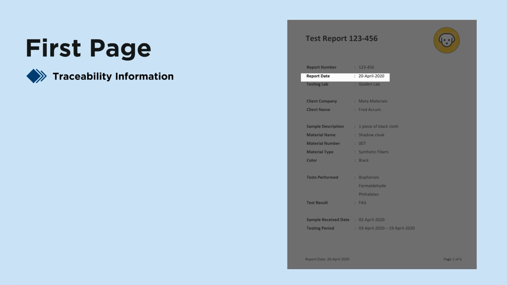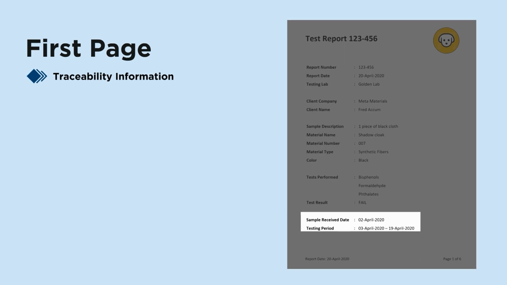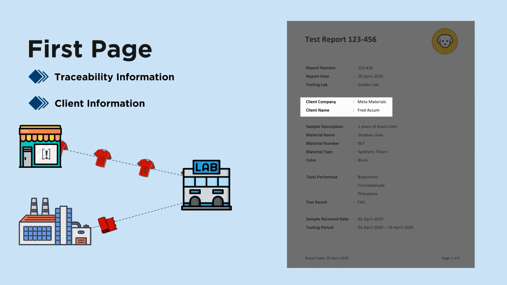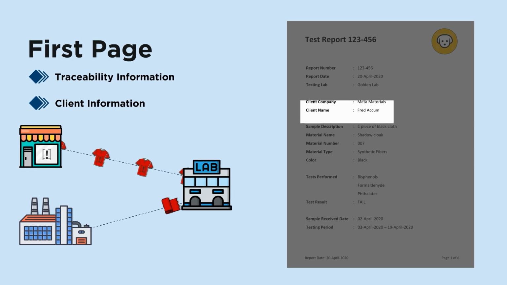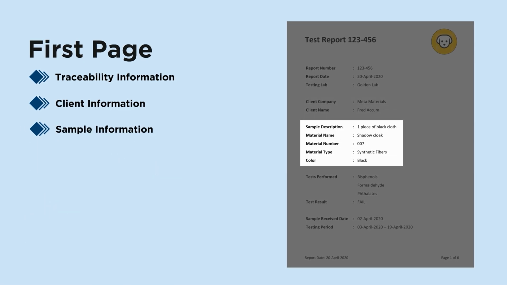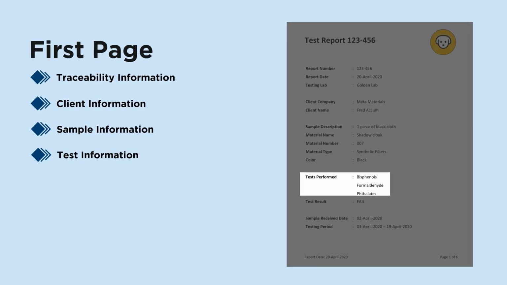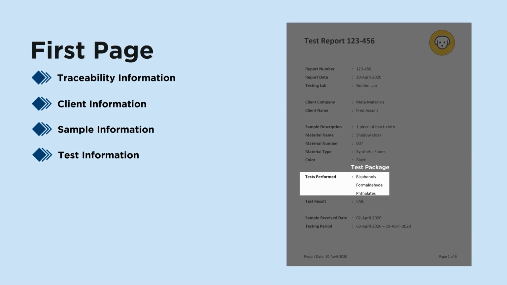The first page of a report usually contains traceability information such as the report number, testing lab, test report date, the date the sample was received, and the dates it was tested. You can also find information on the client who submitted the material for testing. Remember, it can either be the brand or the supplier that sends a sample to a lab. There should also be a description of the sample, including a material name, sometimes a material number, color, and type of material. There will also be a list of the tests performed and the final results. These tests form a test package which is specific to the type of material being tested.